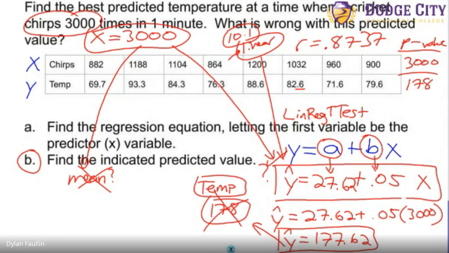So it was still the right choice to use the linear equation to make our prediction, but you're going to get a ridiculous answer here because that number of chirps is outside the range of our data set and may not even be possible, right? It may not be possible for a cricket to chirp that much in a minute. Sorry about that. I don't know why I got flipped around on that. So any questions?